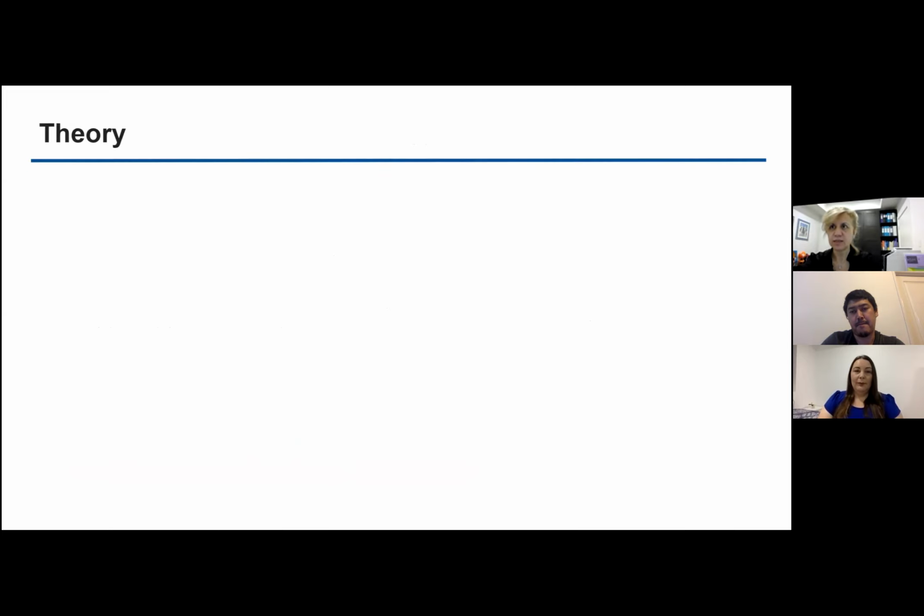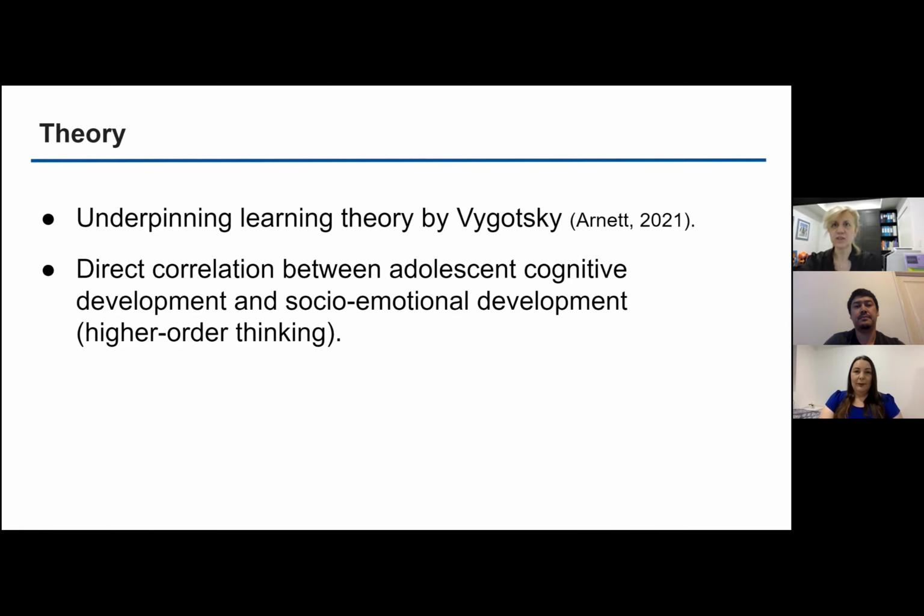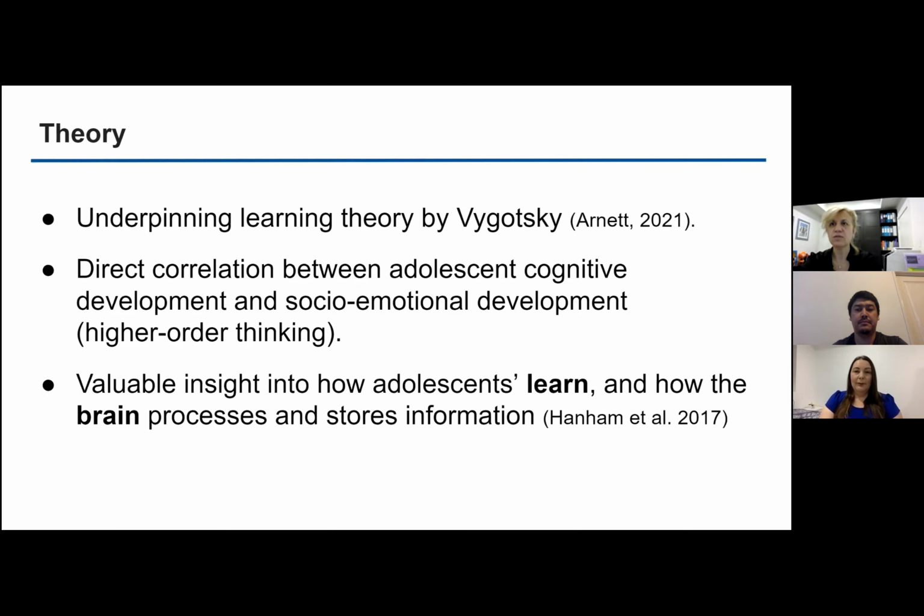Through the work of Vygotsky, and indeed his well-regarded concept, the zone of proximal development, we come to understand the notion of student readiness and what Tomlinson describes as the +1 learning concept. That is, the point at which learning takes place. There is a direct correlation between adolescent cognitive development, or higher order thinking, and socio-emotional development, that is, concepts of memory and learning that can provide educators with valuable insight into how adolescents learn and how the brain processes and stores information.